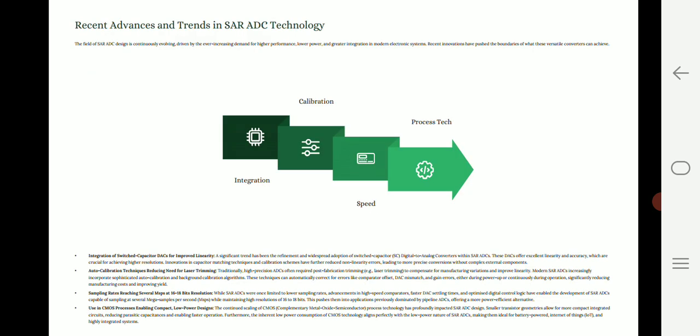And coming to the recent advances and trends in SAR ADC technologies, there is a diagram that explains how SAR ADC technology has advanced based on different parameters, like we can see integration, calibration, speed, and process. In all of that, SAR ADC is the best technology among flash or ramp ADC.